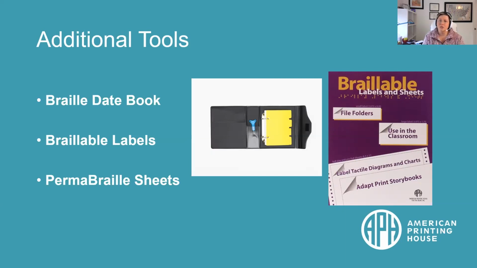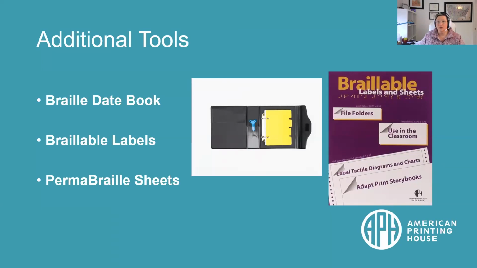Again, this is a personal use item. I personally love my print date book. I have a print paper date book, not to say I don't use my electronic ones, but there's some things I just like writing down. And so thinking about giving our students ways to do this. But also APH has brailleable labels that hold up the braille longer, as well as the Perma-Braille sheets. Again, those hold the braille longer. They're just more durable for them.